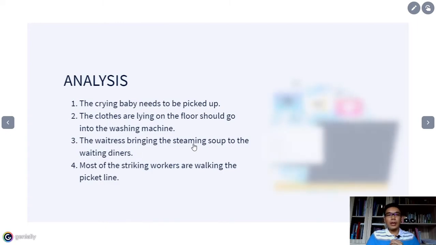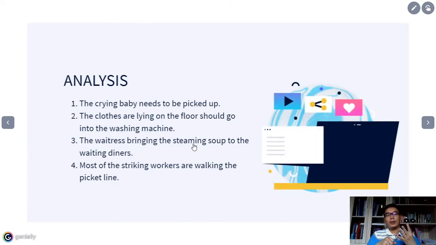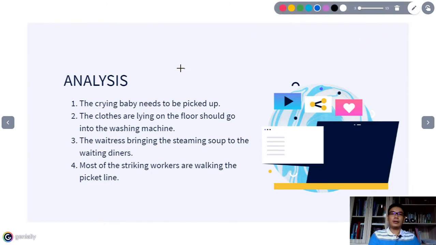Here we are going to try to analyze 4 questions, whether these sentences are correct or incorrect. Okay, let's analyze. Sentence number 1, the crying baby needs to be picked up. What is the subject? This is the subject, the crying baby. And which one is the verb? The word needs is the verb. Okay, it is already complete. One subject, one verb.